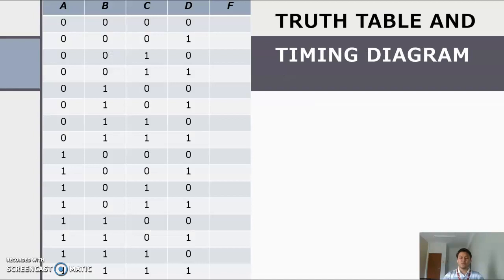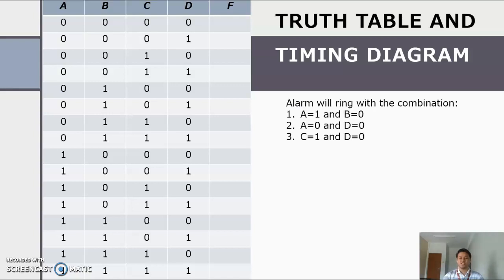First of all, we will need to construct a truth table regarding the question. There are 4 inputs, A, B, C, and D, and 1 output, which I name F. So this is the truth table. Notice that the output is left blank because we will discuss what outputs we will get.